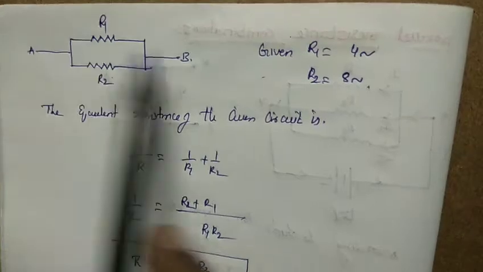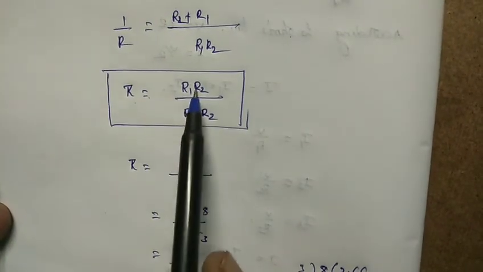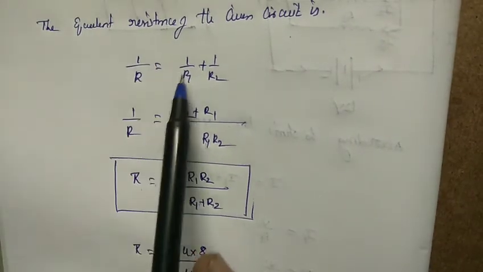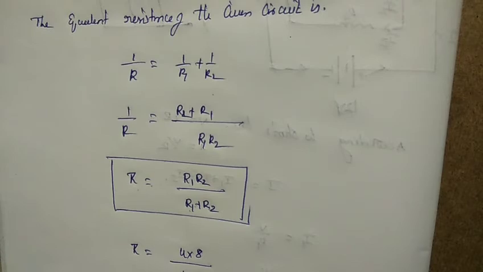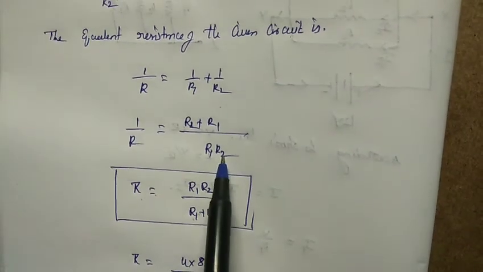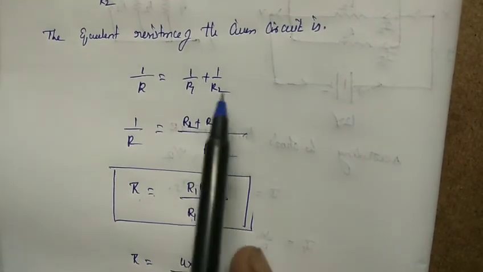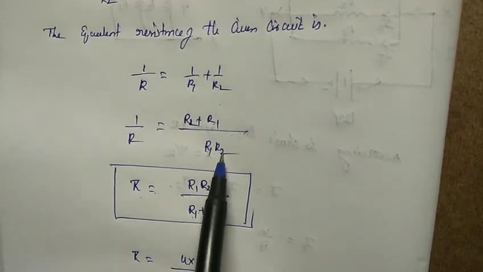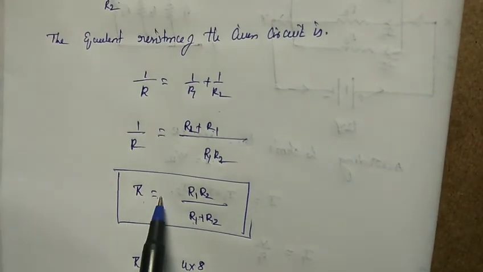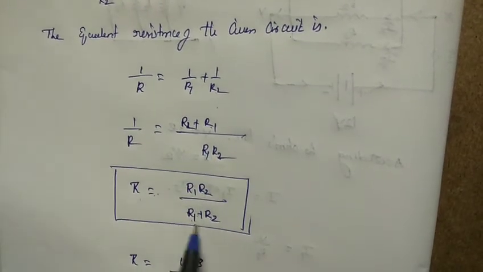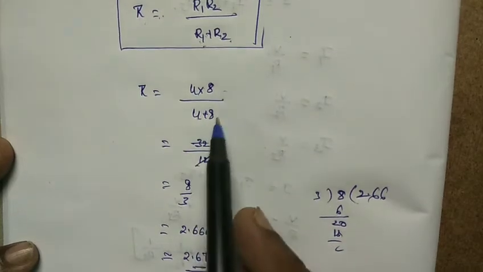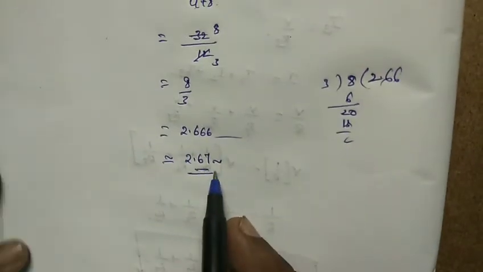So if two resistances are in parallel across A and B, the equivalent resistance formula is R equals R1 R2 by R1 plus R2, or like that 1 by R equals 1 by R1 plus 1 by R2. Taking the LCM R1 R2, R1 goes R2 times, R2 goes R1 times, therefore R2 plus R1 by R1 R2. I can give R equals the reciprocal, R1 R2 by R1 plus R2. So I substitute these values, 4 into 8 and 4 plus 8, and you get 2.67 ohms.